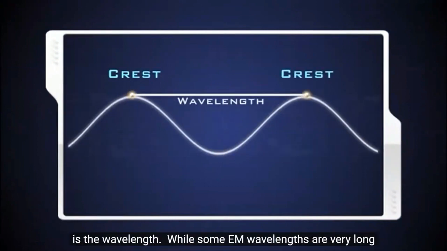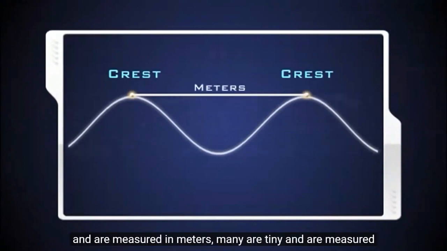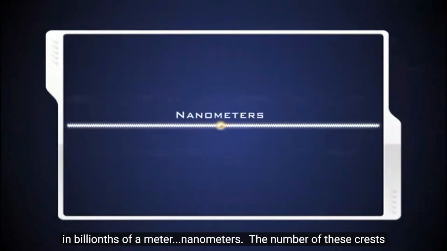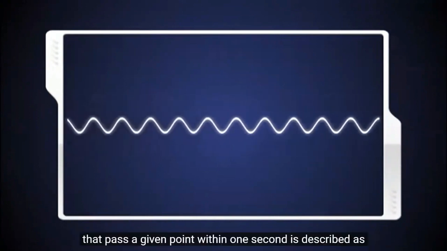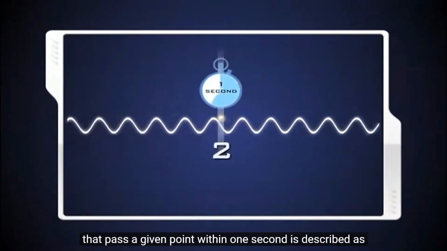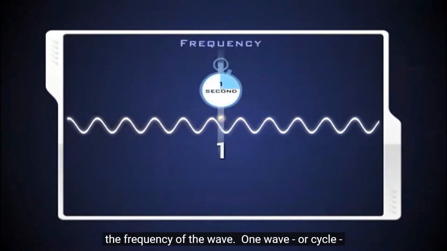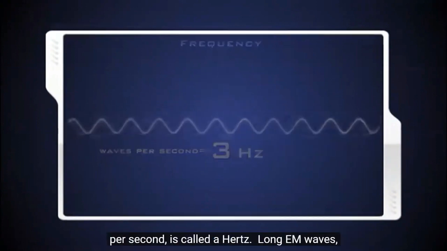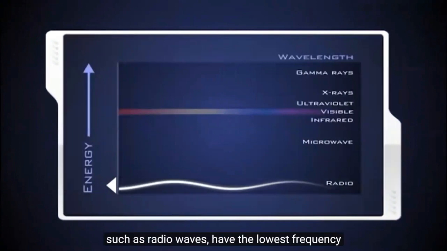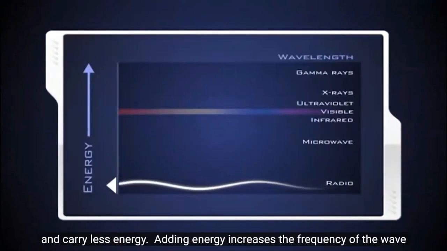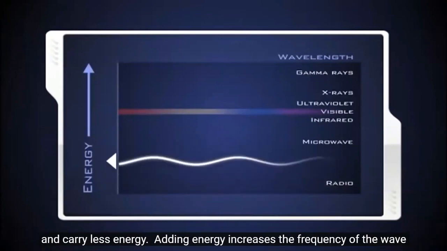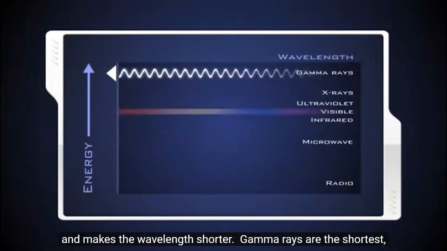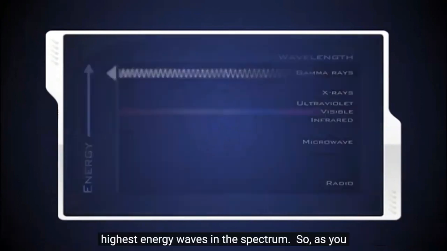While some EM wavelengths are very long and are measured in meters, many are tiny and are measured in billionths of a meter, nanometers. The number of these crests that pass a given point within 1 second is described as the frequency of the wave. One wave, or cycle, per second is called a hertz. Long EM waves, such as radio waves, have the lowest frequency and carry less energy. Adding energy increases the frequency of the wave and makes the wavelength shorter. Gamma rays are the shortest, highest energy waves in the spectrum.